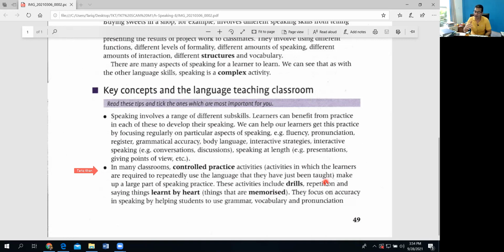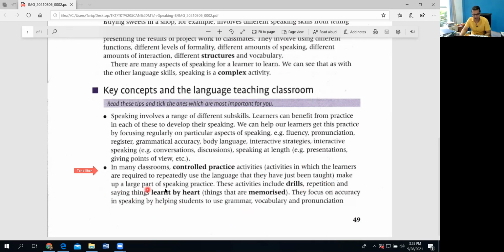So why do you give those? To make sure that the students have understood completely what you have taught them. By doing these activities, you get confirmation of whether what you have taught the students has been understood. So that's why we do controlled practice activities, to affirm that the students have learned it properly.